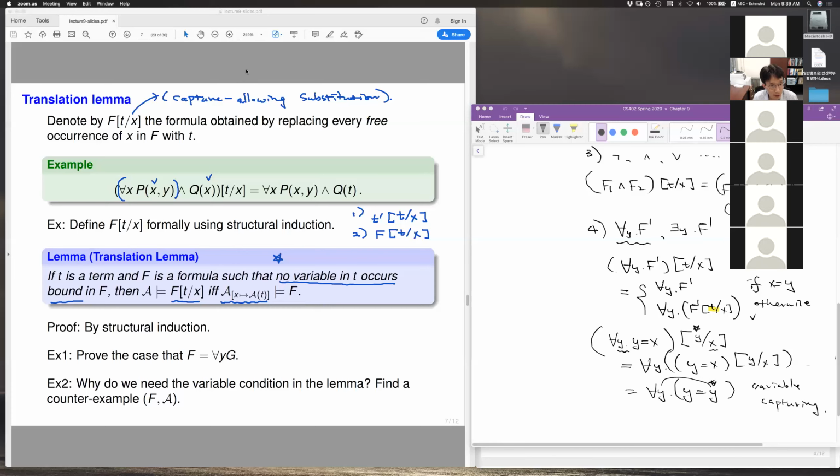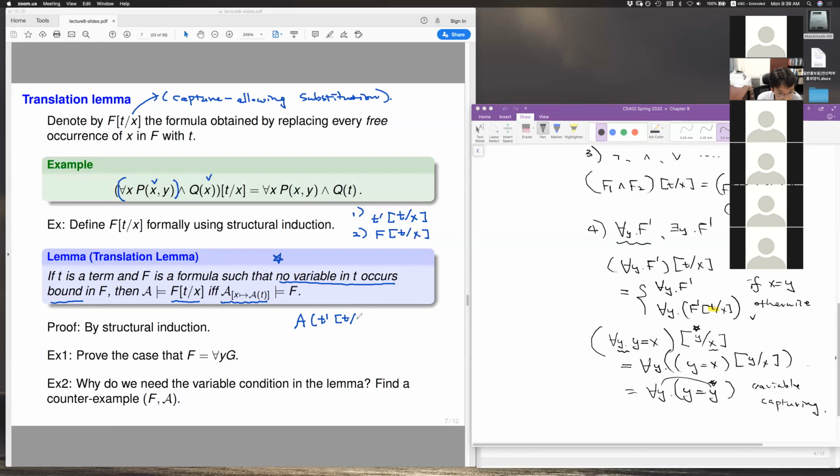Yeah, by the way, let me just mention one more thing. If you want to prove everything by structural induction, then just like before the definition of substitution, you have to have a version of the translation lemma for terms. That version of the translation lemma for terms looks like this: for any A, for every term t prime.